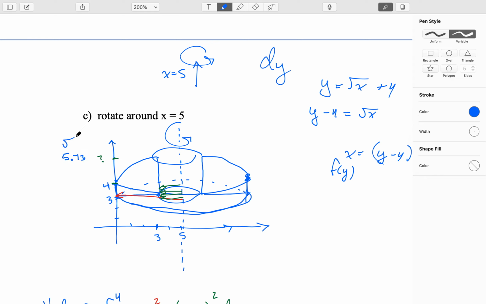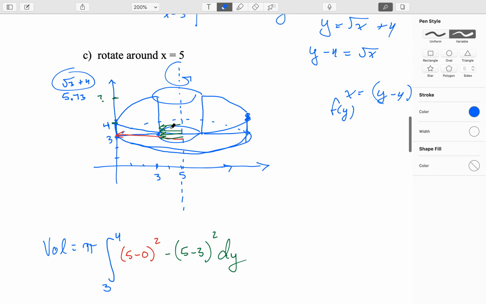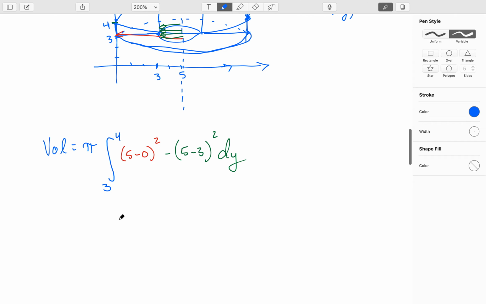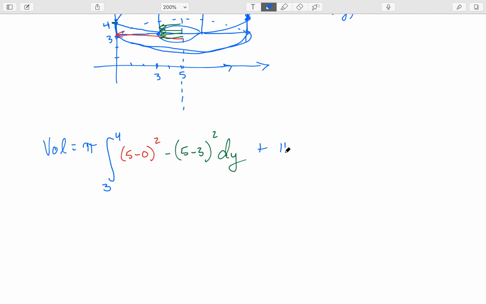Now, yes, I know that's the square root of 3 plus 4. You could actually plug that in pretty accurately. So I'm going to integrate from 4 up to that point. So this is plus pi, from 4 up to root 3 plus 4, which is 5.73.